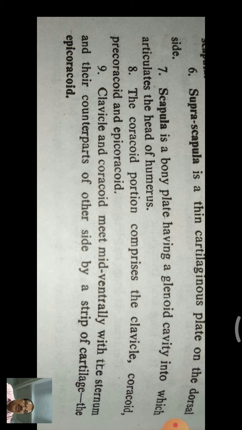The coracoid portion comprises the clavicle, coracoid, precoracoid, and epicoracoid portions. Clavicle and coracoid meet mid-ventrally with the sternum and their counterparts of the other side by a strip of cartilage, that is the epicoracoid portion.